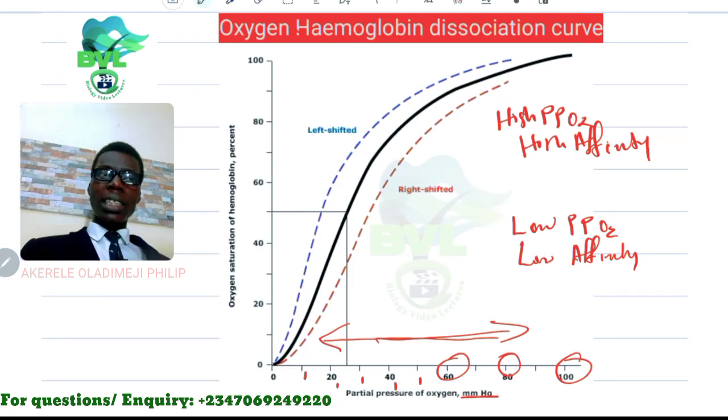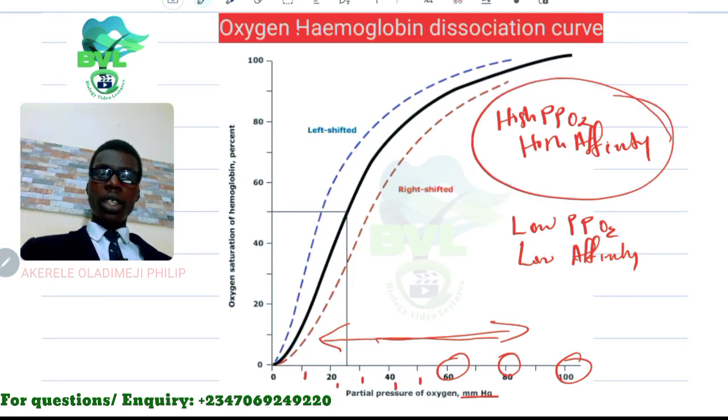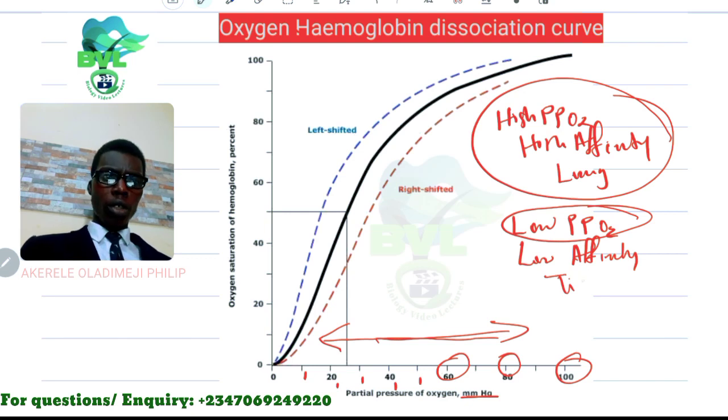The question you want to ask is, where in the body do we expect to have high affinity of oxygen? That should be in the lungs. Or where do we expect to have high partial pressure of oxygen? That should be in the lungs. Where do we expect to have low partial pressure of oxygen? That should be in the tissue. Why should it be low in the tissue? Sorry, don't mind my handwriting, please. Because in the tissue, you're expected to have high carbon dioxide. Why? Because there's respiration. Carbon dioxide will be released into the tissue because of respiration. It's going to release CO2 as a waste product.